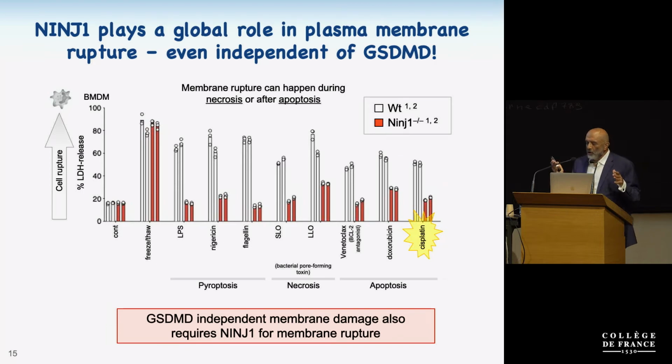So all forms of cellular lysis seem to work through NINJ1. So you can damage cells with poisons, with UV, with whatever, but you need NINJ1 for efficient lysis.